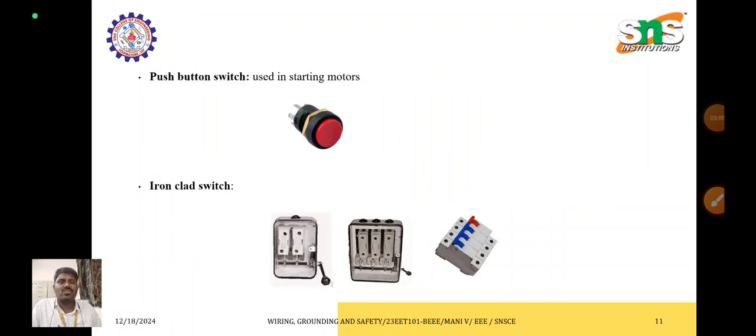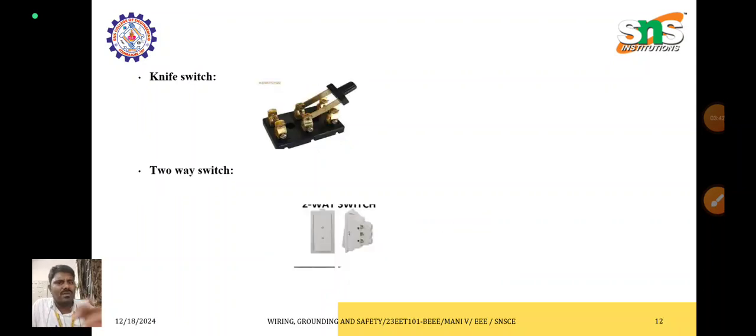And there are push button switches, used in starting motors like star delta starter, auto transformer starter, DOL starter, etc. And the ironclad switch. These ironclad switches were used in the olden days in residential applications, and for agriculture purposes we used it as a DPST switch. If you pull it down, it goes to the compressor, and upwards it goes to the motor. Nowadays it is not used, but in olden days we used this kind of switch.